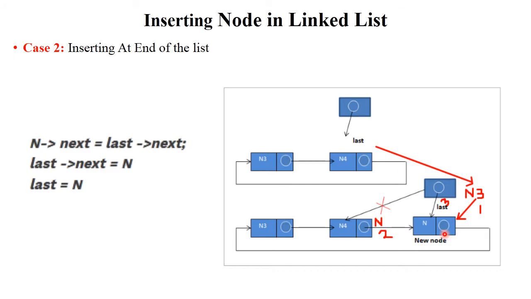Okay? So first step is N of next. N of next. Here which address is stored? N3. Okay? Because the last node points to the first node. But initially, N3 address is stored where? N4 of next. Right? Because in this list, N4 points to N3. So last of next. Here which address is stored? N of next. Clear? In this part, we have to store this address.